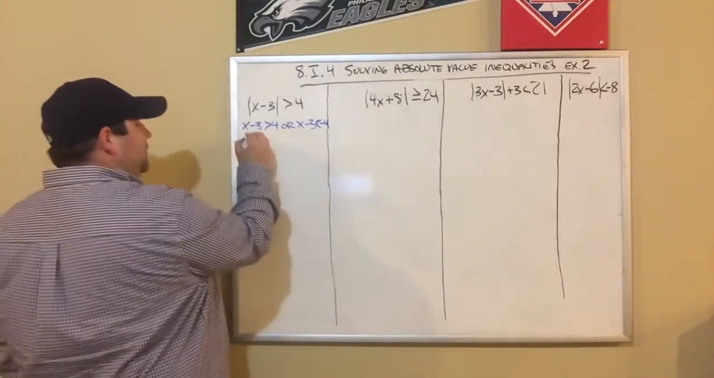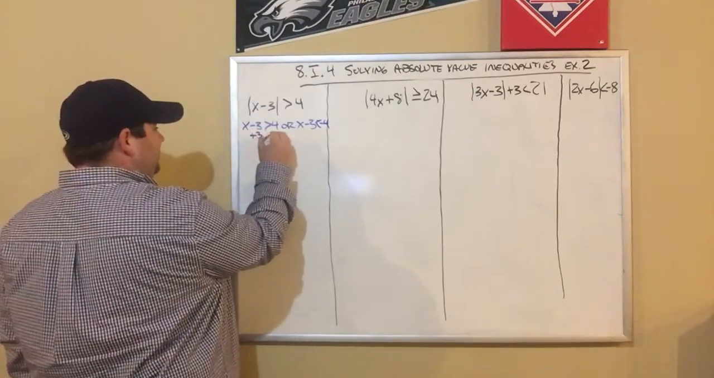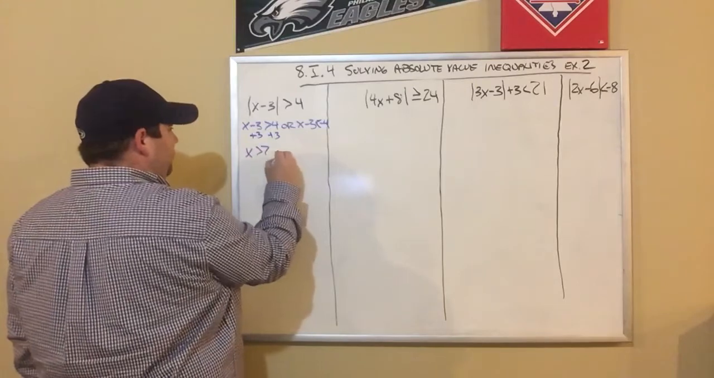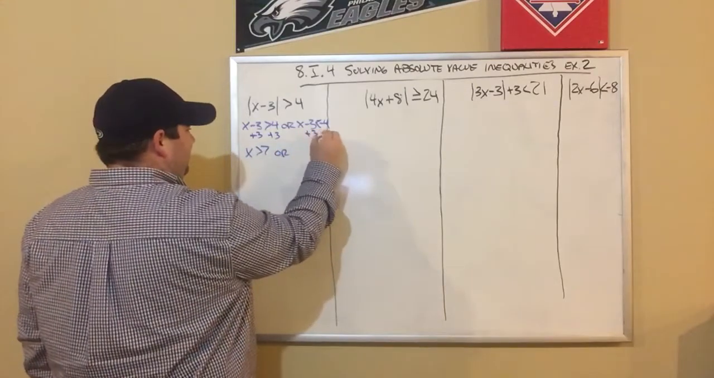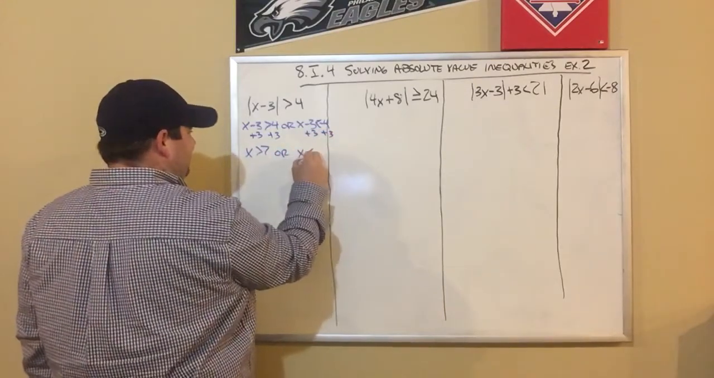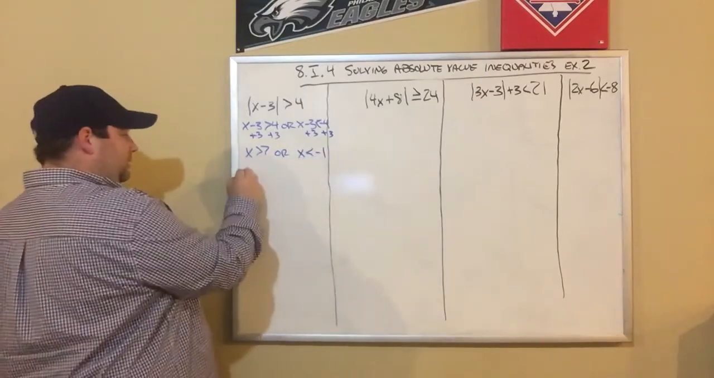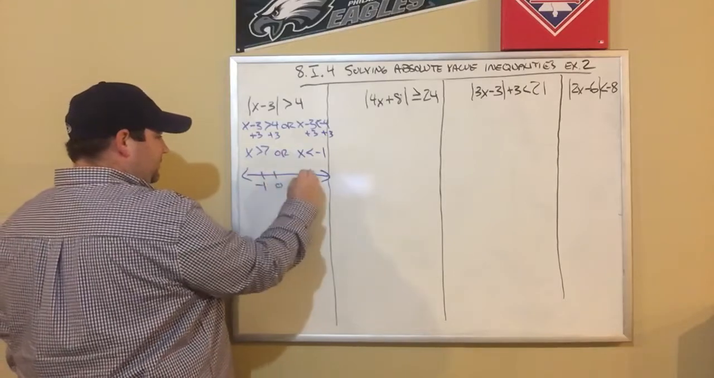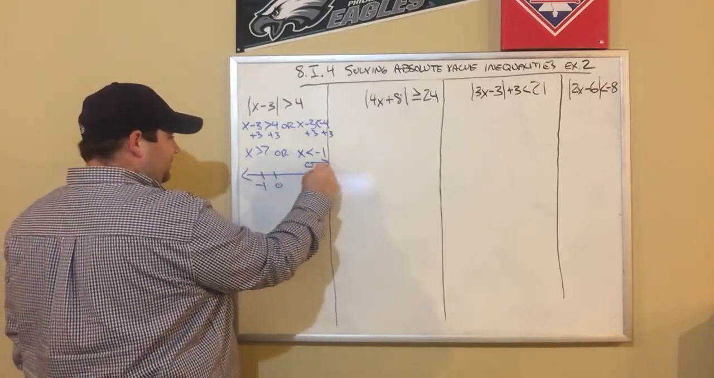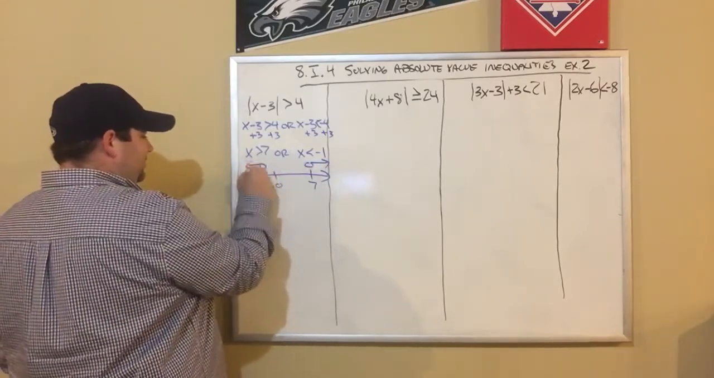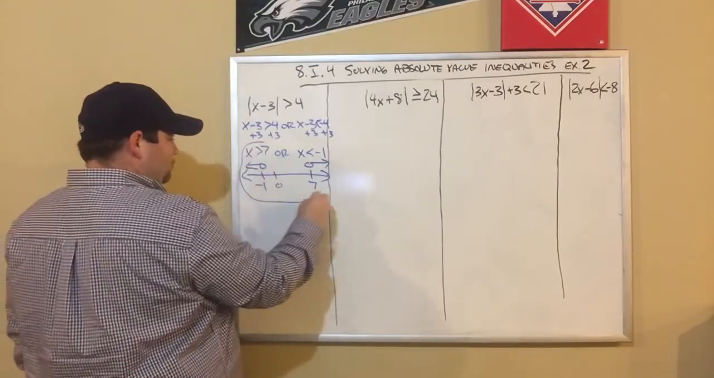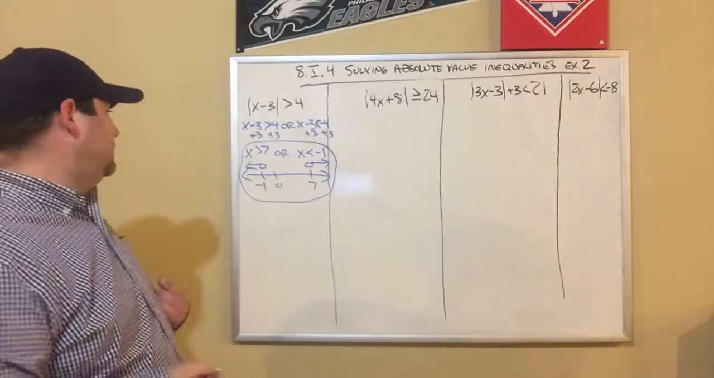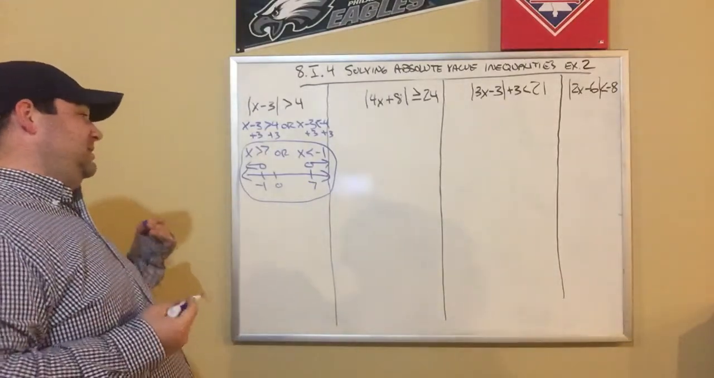And now I just solve both of these inequalities by adding 3. So I get x is greater than 7, or over here I add 3. I get x is less than negative 1. I'm going to graph that on a number line. Negative 1, 0, 7. Greater than 7 is going to look like that. Less than negative 1 is going to look like that. So I've got my answer. X is greater than 7, or x is less than negative 1.